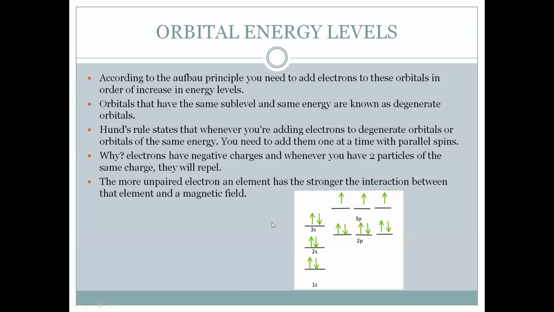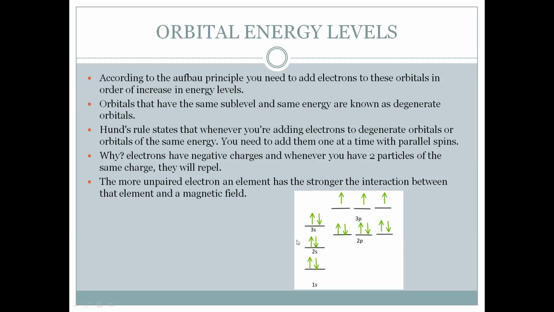Okay, so now we have three ways for us to illustrate the electron configuration of an element. The first one is just listing down everything, or listing down its sublevels. The next one is the orbital diagram, and the third one is this, the orbital energy levels. Now, when it comes to illustrating electron configuration, we need to follow certain principles, laws, or rules.